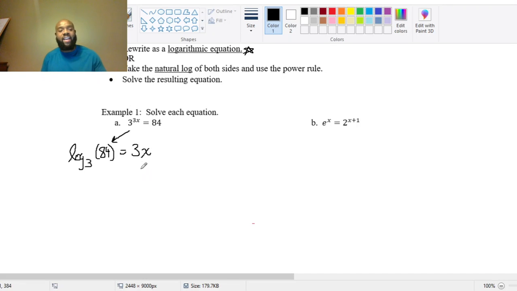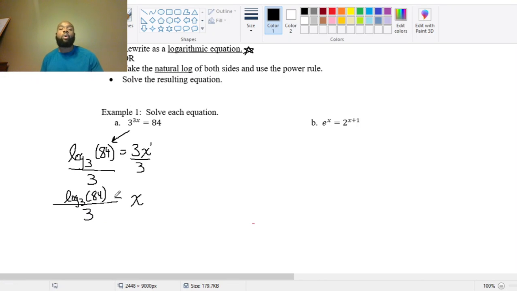And so I converted that to a logarithmic equation, and now it's actually a linear equation because this is x to the first power, and that's just a constant. This is an irrational number. And so I can divide both sides by 3, and I'll have this equation completely solved, right? So x equals the log at base 3 of 84 divided by 3.